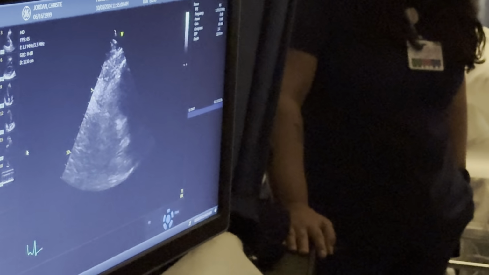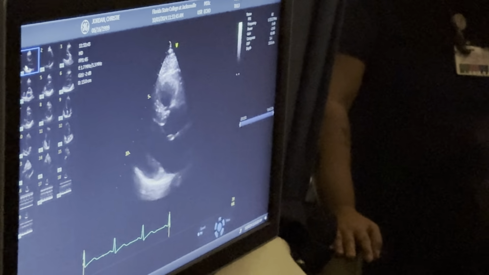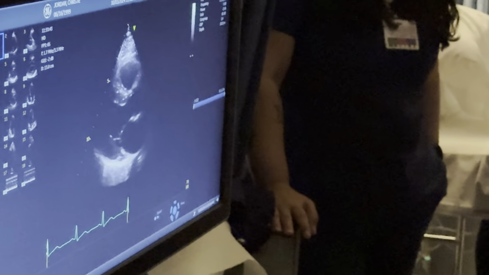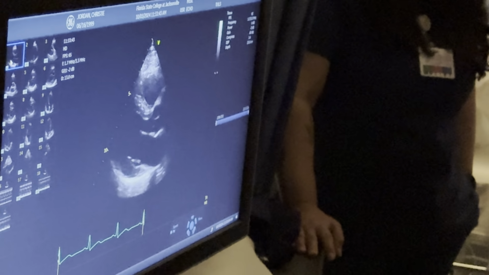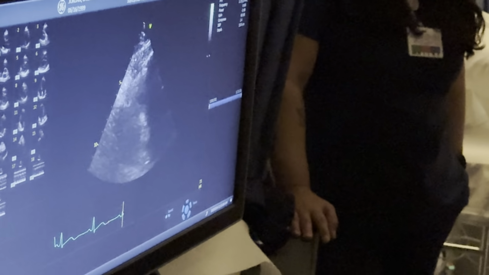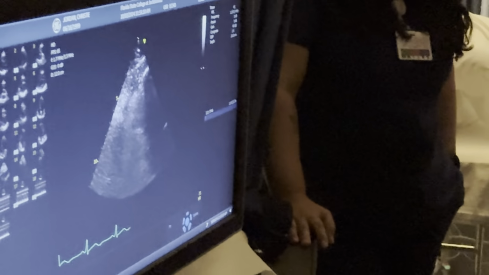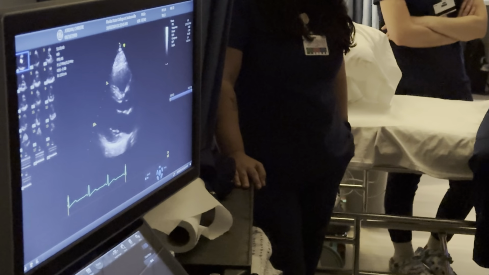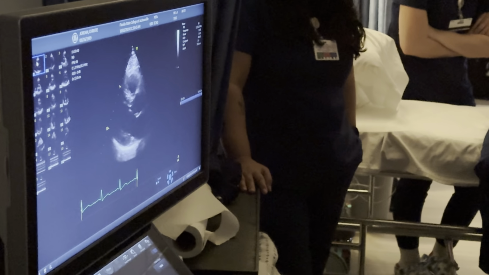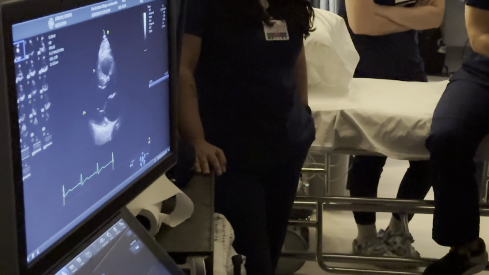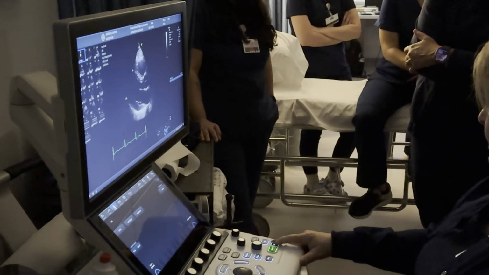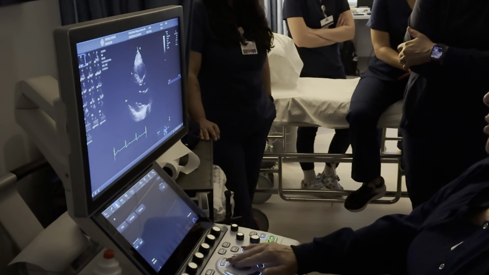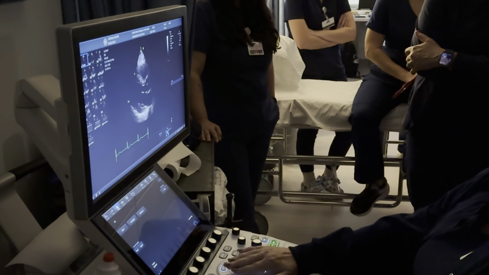So now I'm actually going to go back to this two-dimensional image here, and when I go back to the two-dimensional image to measure, if I hit freeze, it's going to go back away. So what I want you to do is, when you go to measure your two-dimensional measurements, you have to hit 2D right here. And we're going to scroll it back. It's already scrolled back all the way.